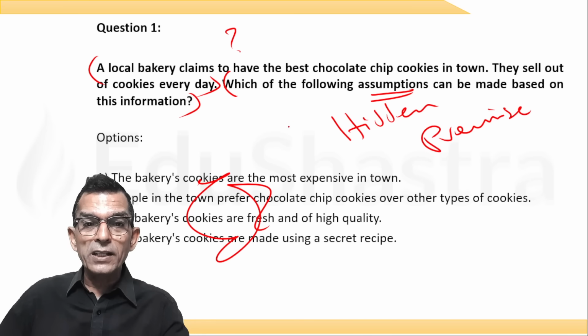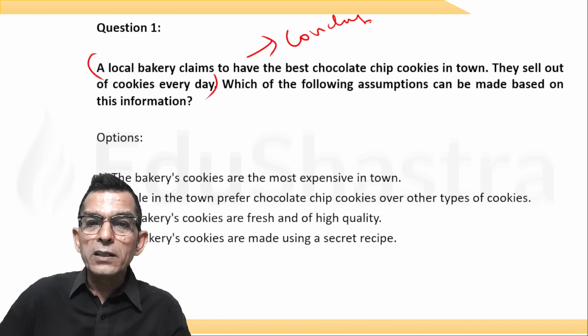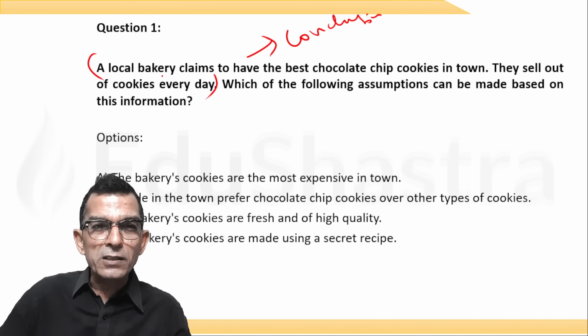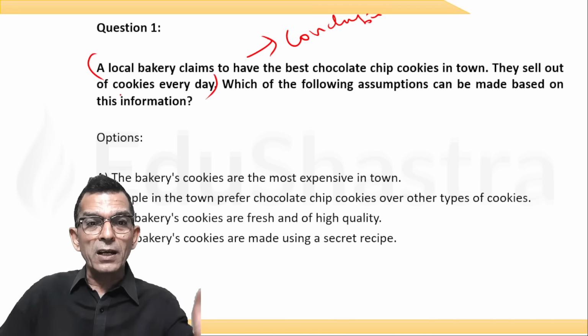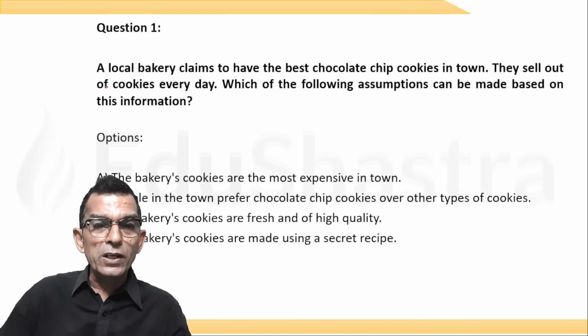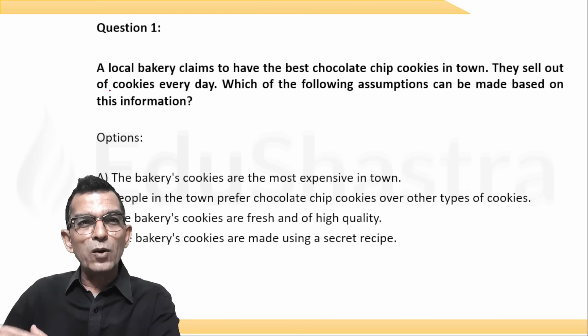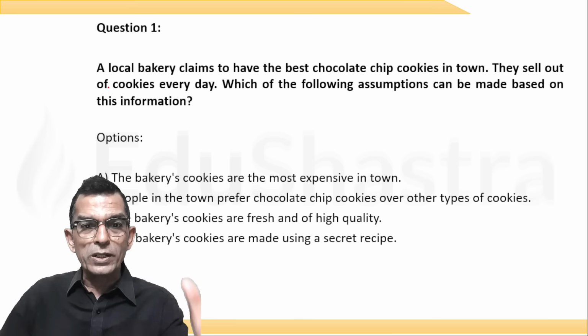You are trying to find the hidden premise, that is, one of the reasons that is not given for the conclusion made in the statement. What is the conclusion made in the statement? Can you tell me which part is the conclusion? A local bakery claims to have the best chocolate chip cookies in town. They sell out of cookies every day. That is, they sell all the cookies.